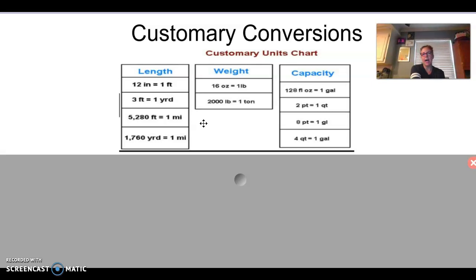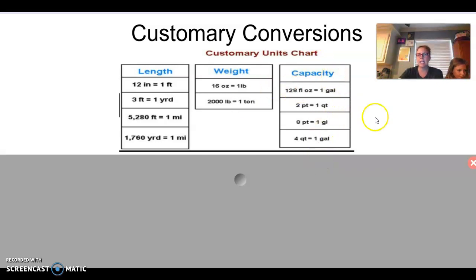For ounces to pounds, I didn't really have anything to show that, but you've probably weighed yourself or you know about how much you weigh. So 16 ounces in 1 pound is important to have. Write that down. And then 2,000 pounds is 1 ton. Tons are normally for weighing trucks or cement, big loads of things.